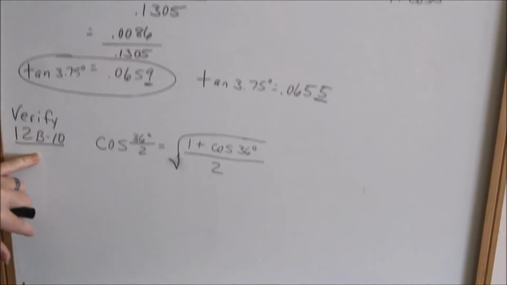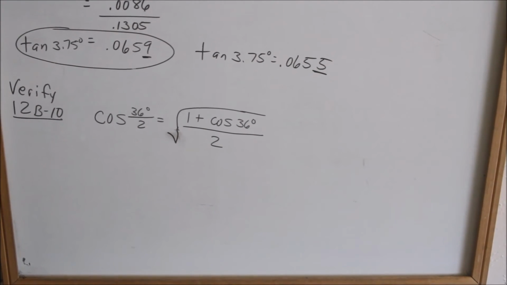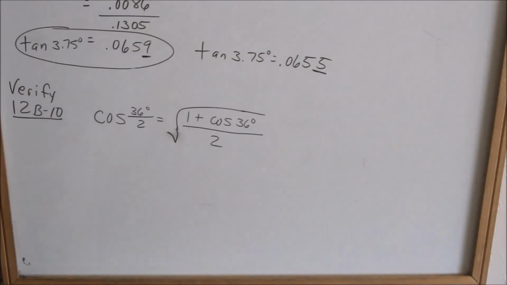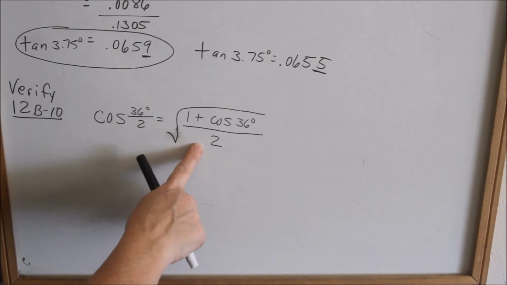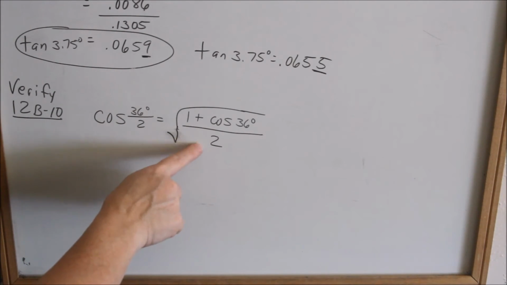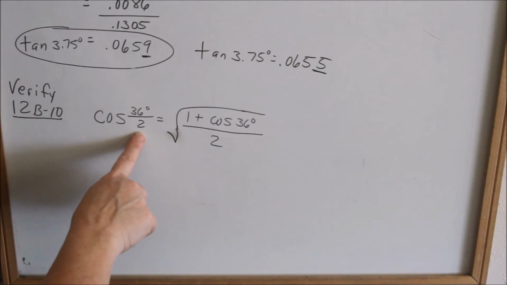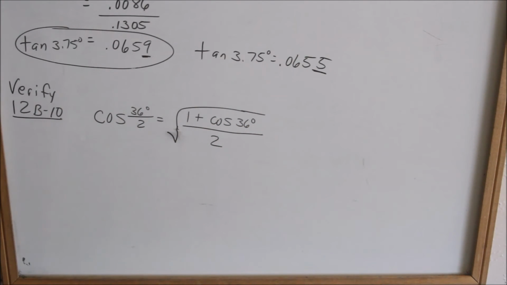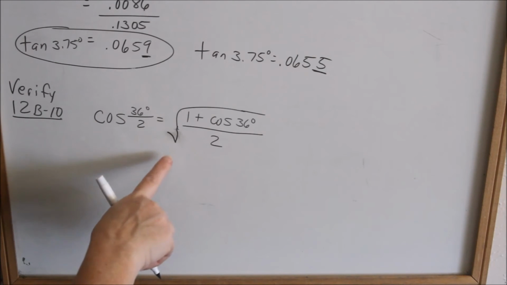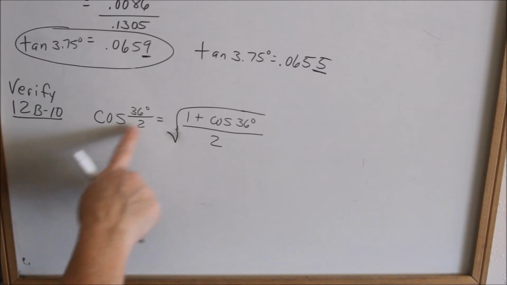Now looking at 12B10, the instructions say to verify or prove. So basically when you're verifying, you are proving that the left side equals the right side. And if you notice, this is actually a half angle identity formula for cosine. Cosine half angle identity looks like this: the square root of 1 plus cosine of beta divided by 2. So they're just having you go through these motions to prove that this is true.